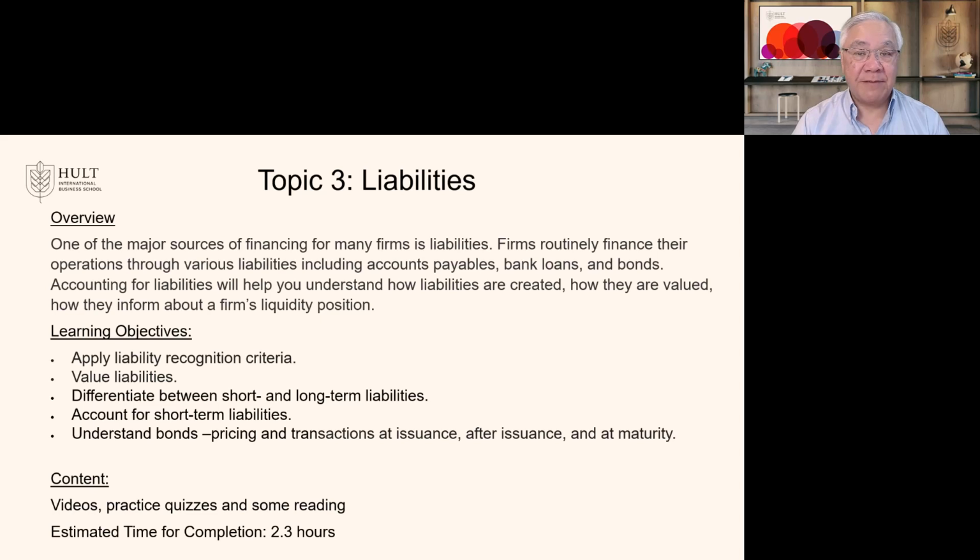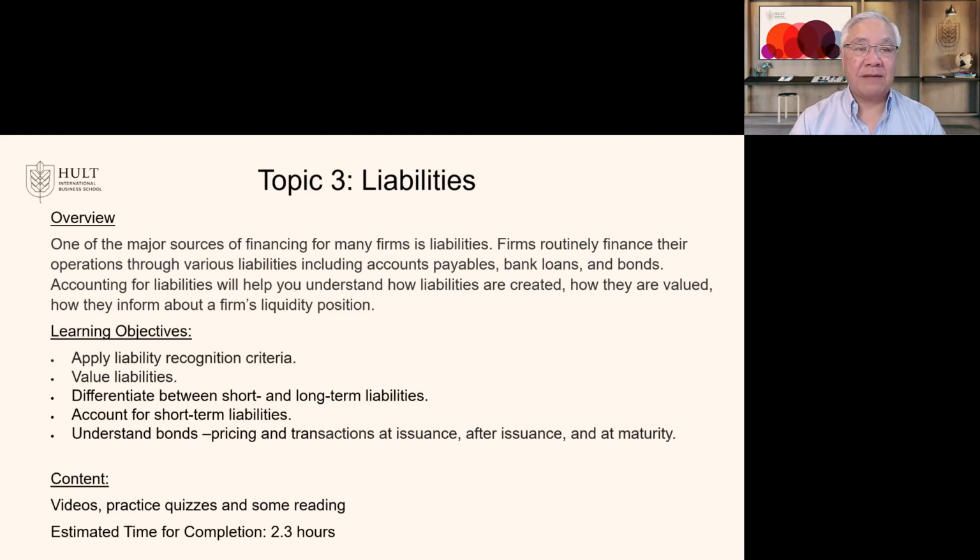We have all forms of liabilities that companies engage in order to finance their operations. These include accounts payable, which are amounts owed to vendors, bank loans, and bonds. Accounting for liabilities will help you understand how liabilities are created, how they're valued, and how they inform the liquidity position of a firm.